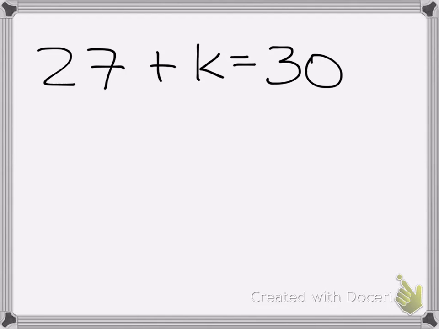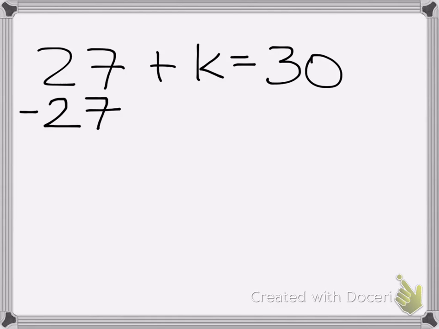Here we have 27 plus k equals 30. To get k by itself, we look at the sign of the 27, which is positive, okay, and we are going to subtract, since it's positive. If it was negative 27, we would add, but we are subtracting 27 since the 27 is positive.